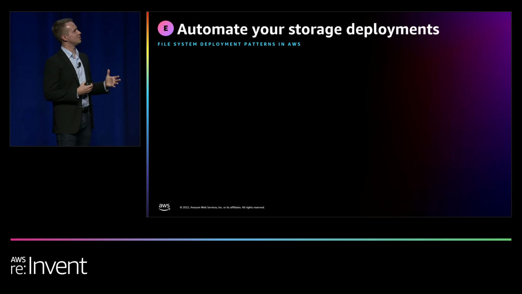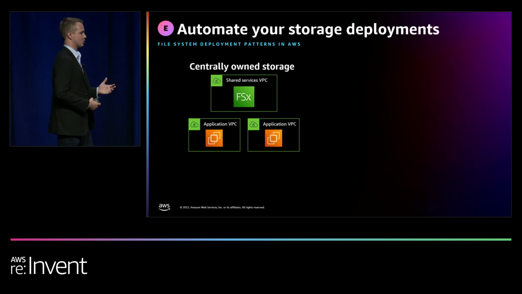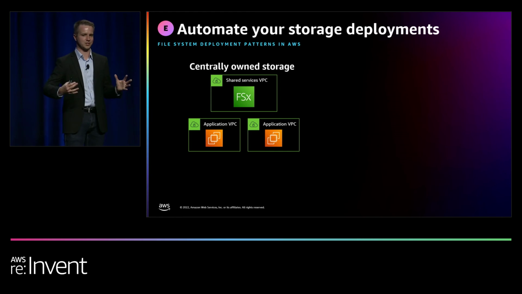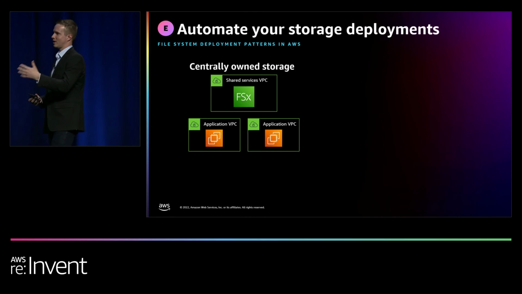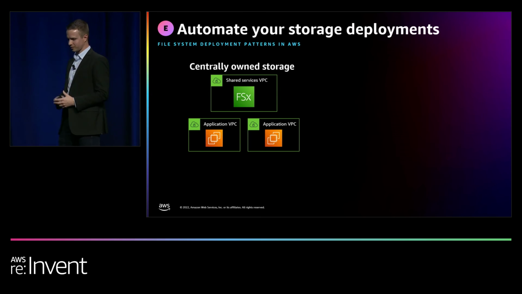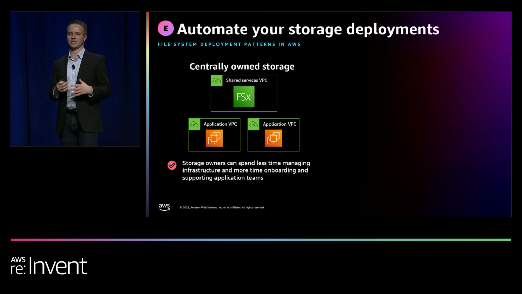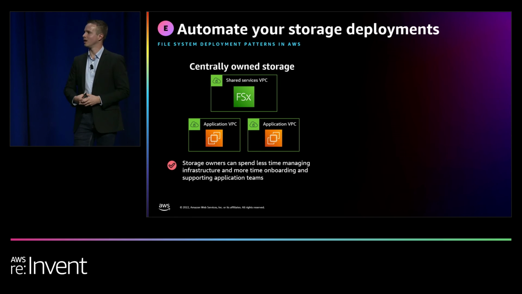There's really two deployment patterns that we often see with our file services in the cloud. One of these I'll call the centrally owned storage model. And this is a model where a central team manages file storage for the organization, and each of the application teams manage their compute, but they'll access that shared storage. This is a model that we most commonly see on premises as well. And with FSx, customers can easily replicate that same model.